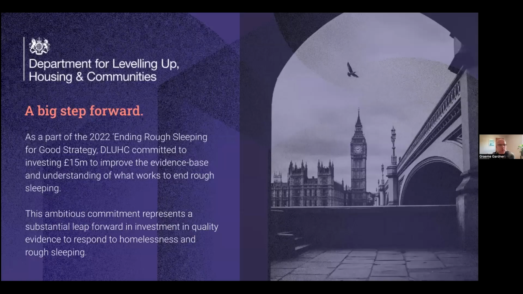That's why the Centre was delighted when DLUHC announced, as part of the 2022 Ending Rough Sleeping for Good strategy, that they were going to invest £15 million to improve the evidence base and understanding of what works to end rough sleeping. This ambitious commitment gives us the chance to prove what works and make the case for future investment in these types of services. Following a competitive process in the autumn of last year, CHI were awarded the contract to deliver on that commitment on behalf of DLUHC, and that's why we're all here today.